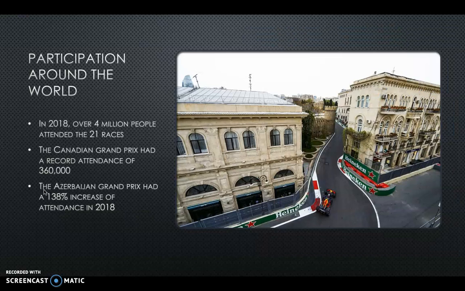Participation around the world. In 2018, over 4 million people attended the races. The Canadian Grand Prix had the most visitors, with 360,000. And the Azerbaijan Grand Prix had a 130% increase in attendance in 2018. Here's a picture on the right of the Azerbaijan Grand Prix. They actually raced through the capital in Baku, right through the city streets.